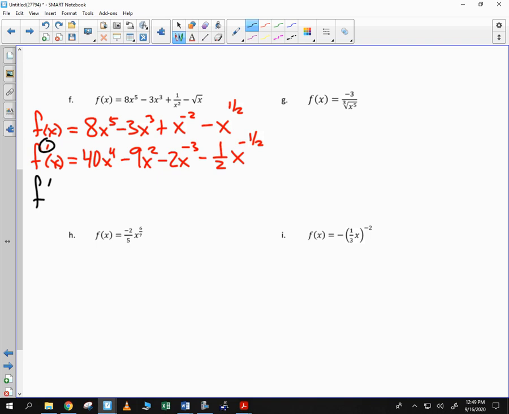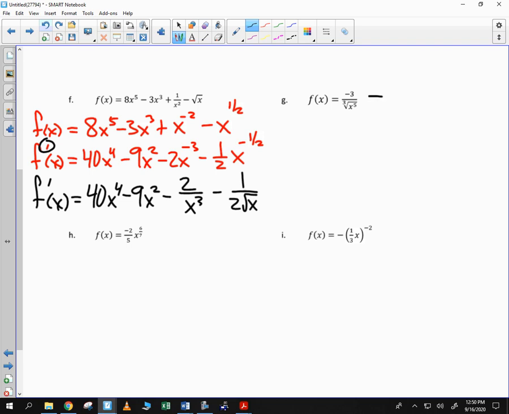Now I need to rewrite it so that it doesn't have negative exponents. 40x to the 4th minus 9x squared minus 2 over x cubed minus 1 over 2 roots of x. There's your derivative. So I know it took a while, but that's a lot better than using the formal definition, which is f of x plus h minus f of x over h.